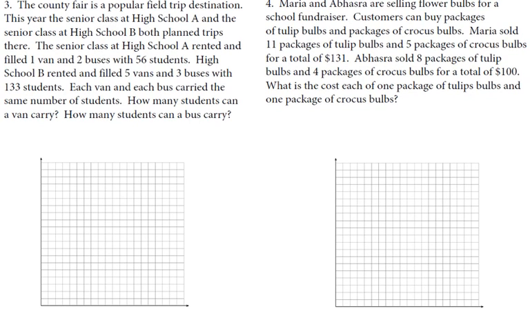Alright, so let's set this up. Okay. So we've got high school A. They have one van, 2 buses, and they have students on those, right? And 56 students. So their total of how many they're carrying is equal to 56. And they had one van, and a van carries a certain amount of people. We'll call that X, the number of students in a van.